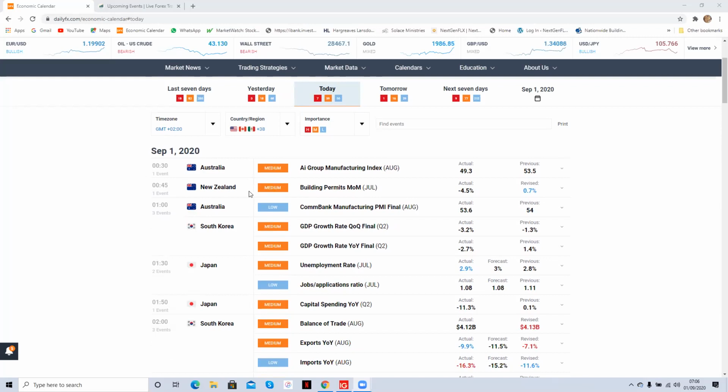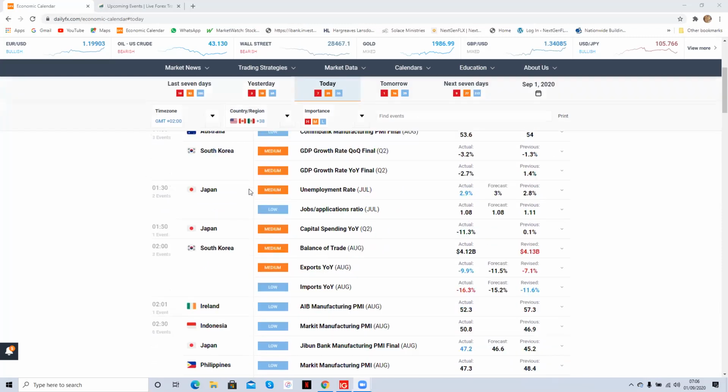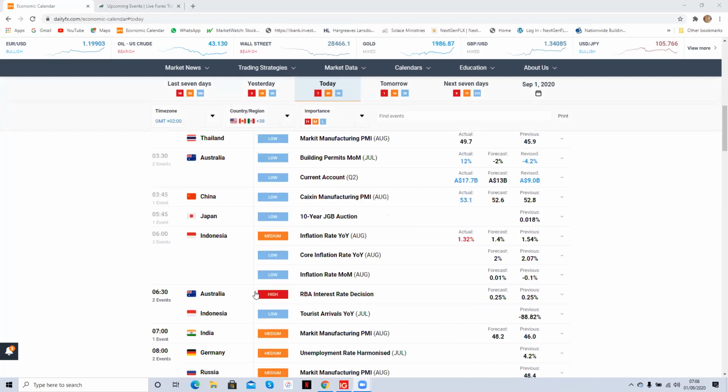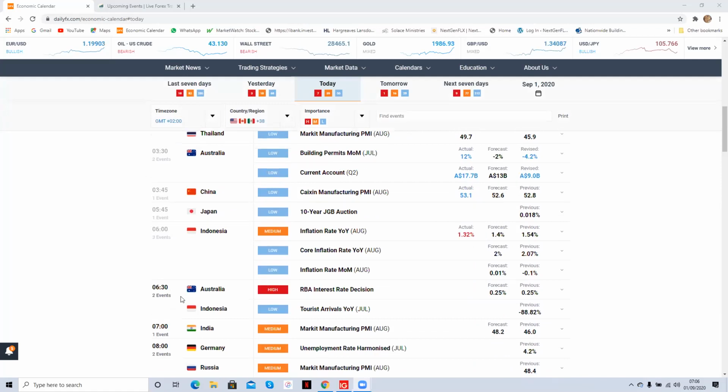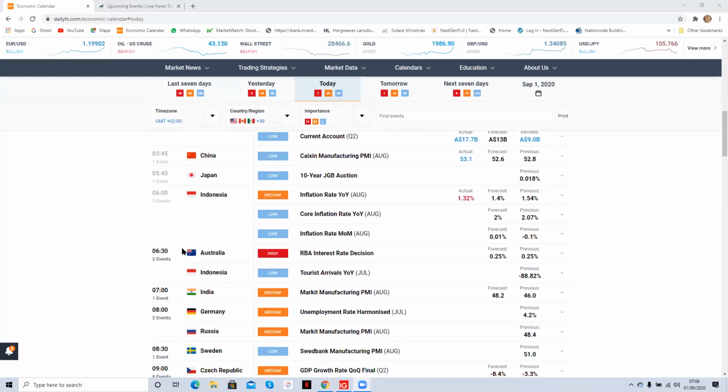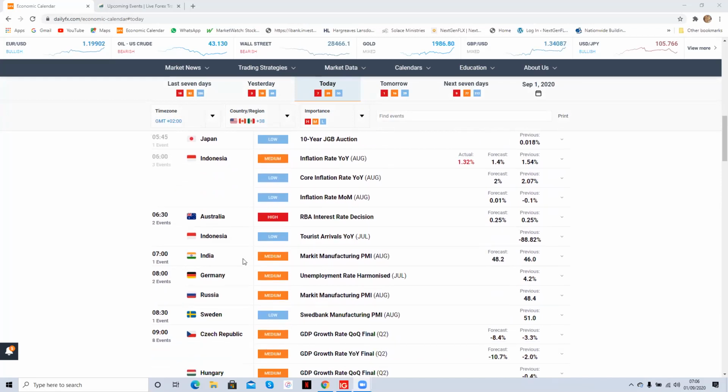So let's have a look at what's coming out. These are all reports out of Asia, which have come out over the morning. And then at 6:30, half an hour ago, we had the Reserve Bank of Australia interest rate decision. So that's come and gone. If you were trading a currency paired with the Aussie dollar, you would have been up to trade that, which I was.